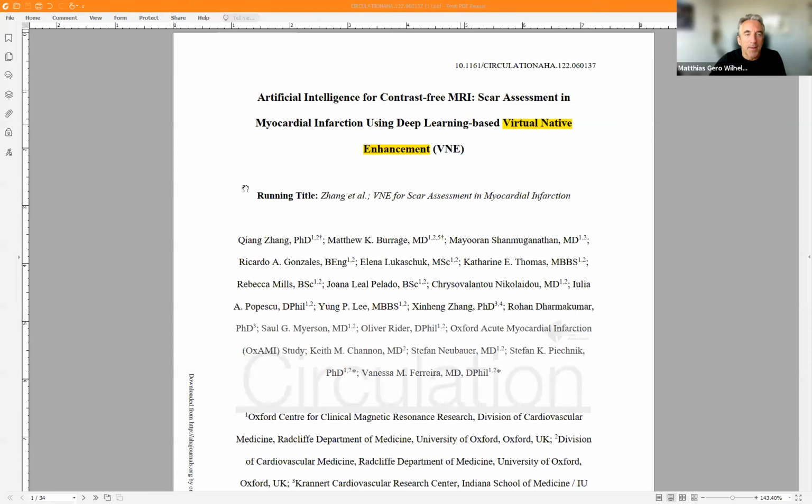So now I'll hand over to Zhang from Oxford, presenting our second paper, which is called Artificial Intelligence for Contrast-Free MRI Scar Assessment in Myocardial Infarction using Deep Learning-Based Virtual Native Enhancement, VNE. And I think that's very exciting because we all know about the limitations and problems associated with contrast agents. And with mapping, we have a tool to look at tissue characteristics without contrast. But so far, there have not been any convincing papers that could show that we can replace it. So maybe this is the one. So Zhang, take it from here.